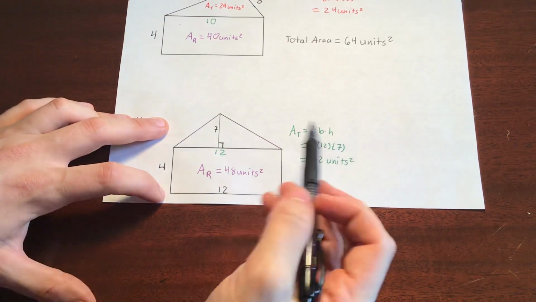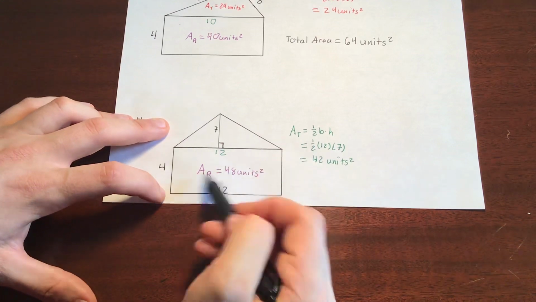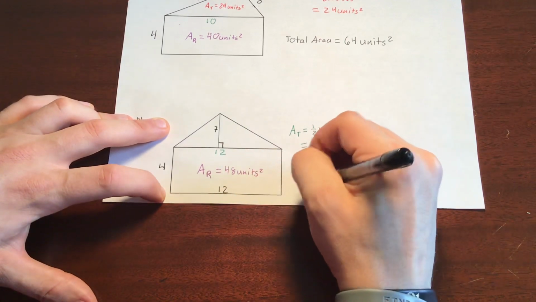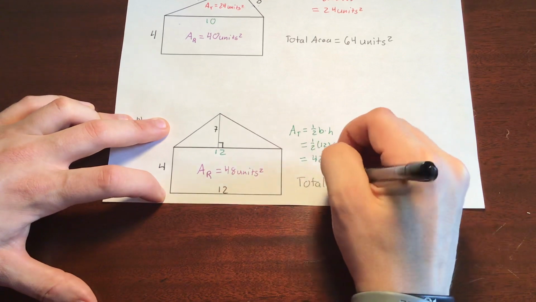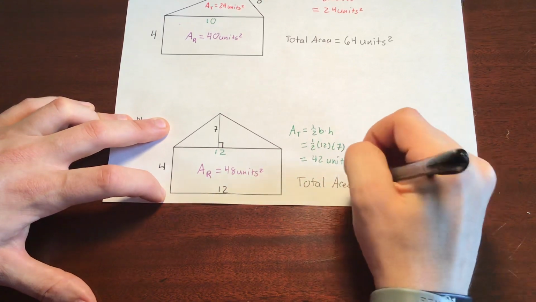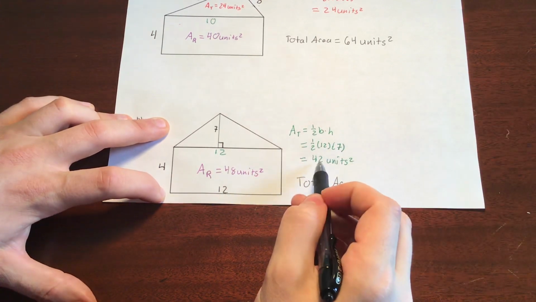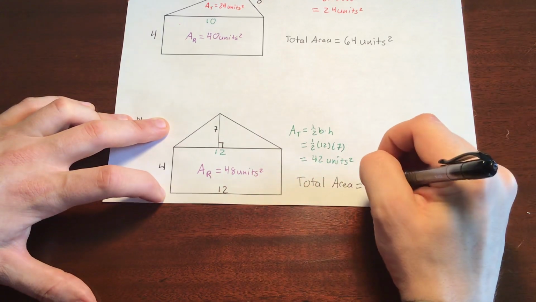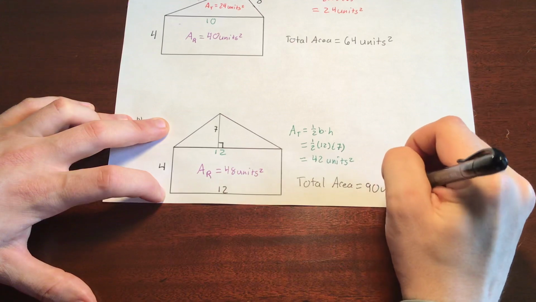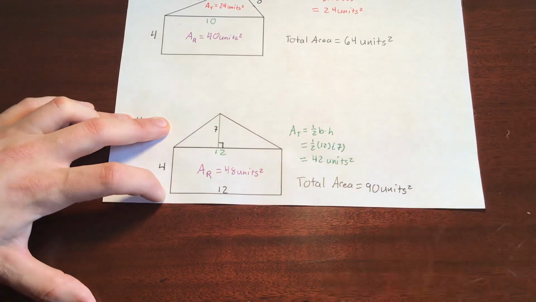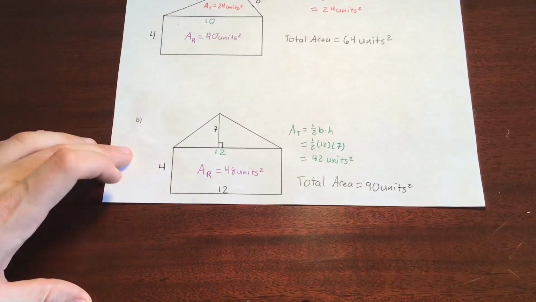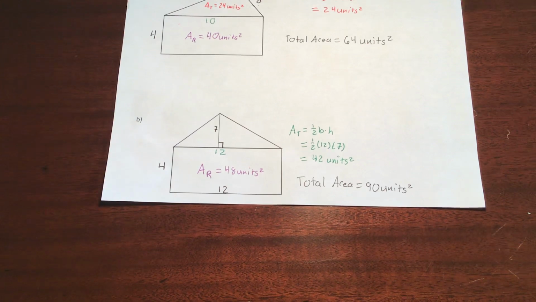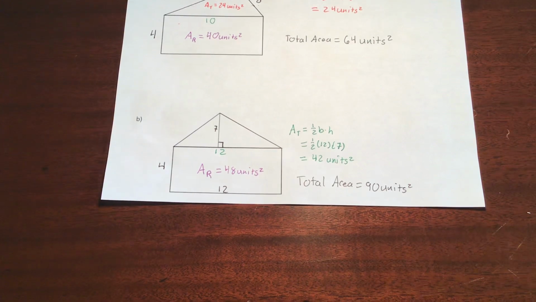So now we have the area of our triangle, the area of our rectangle. We can find the total area of our figure, which is going to be 42 units squared, plus 48 units squared, which is going to be 90 units squared. And there we go. First 2 examples for the day.